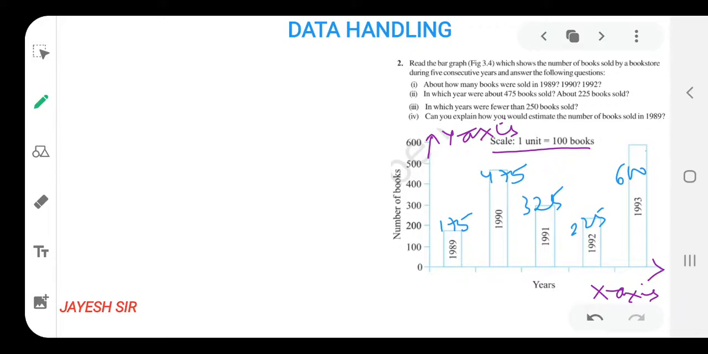If you are capable of solving by your own, pause the video now and try to solve the remaining two questions based on this bar graph by your own. I am solving the third question based on this bar graph now.